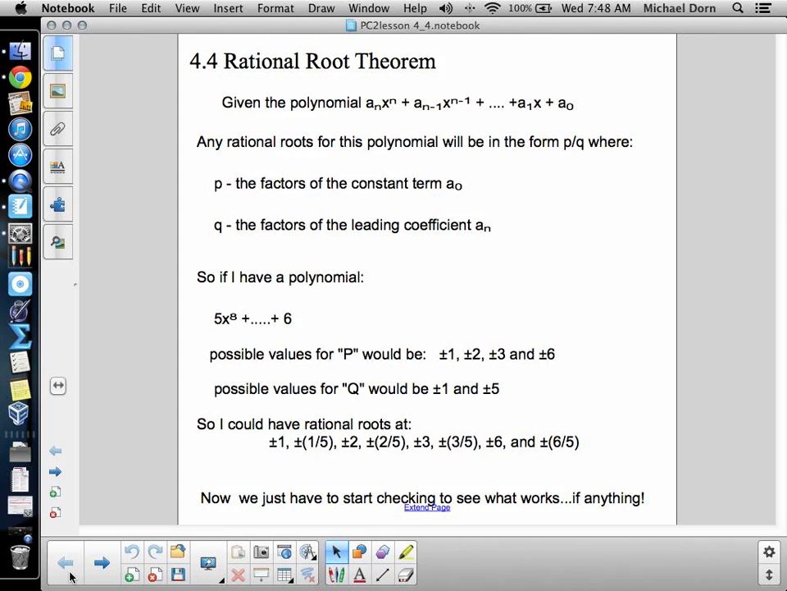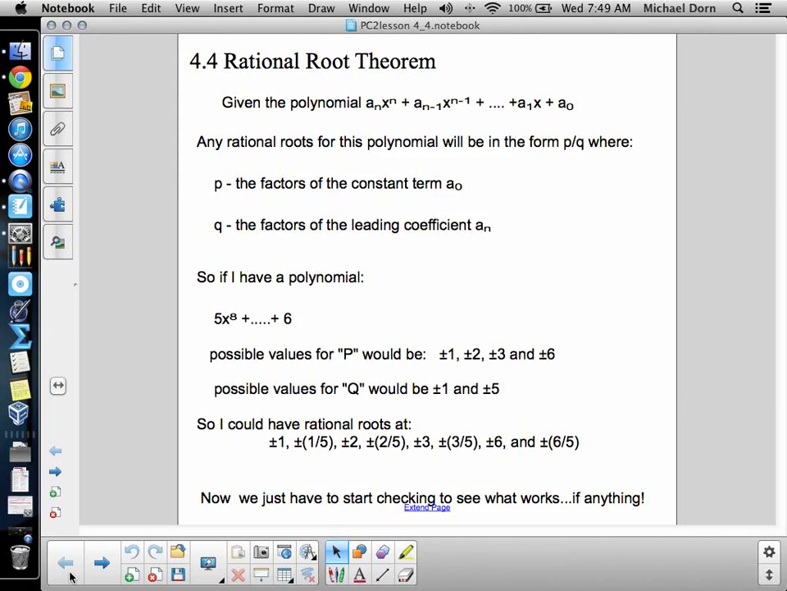What we're looking at today, and we're going to be using synthetic division a lot. For those who don't remember it, we're going to spend a lot of time reviewing it and going over it. Once you get the hang of it, it's a great process. It's really easy. It's multiply, add, multiply, add, multiply, add. It's not bad at all.